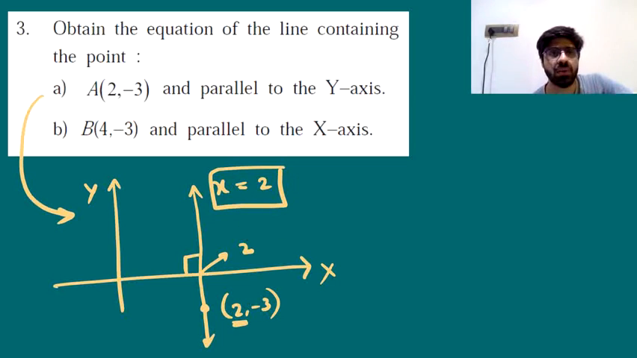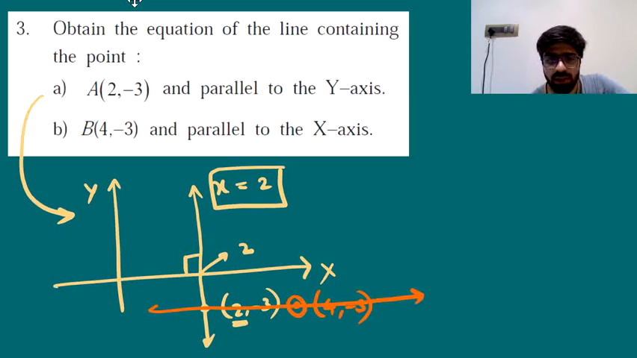Let's try to find the required line's equation in part B. The point is 4 comma minus 3. So 4 comma minus 3 is going to be a point somewhere over here. They have said that the line is parallel to x. That means it's a horizontal line, and a horizontal line will be perpendicular to y. So the line is going to look something like this.